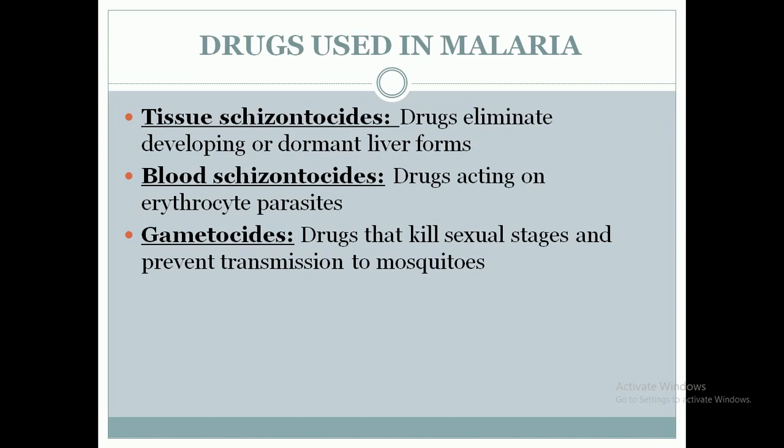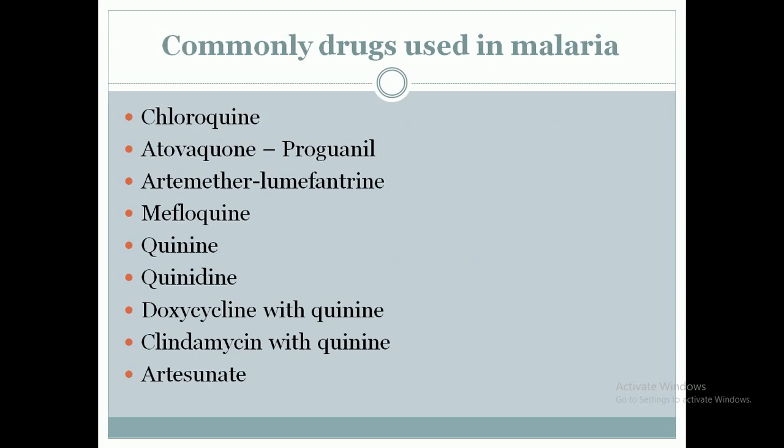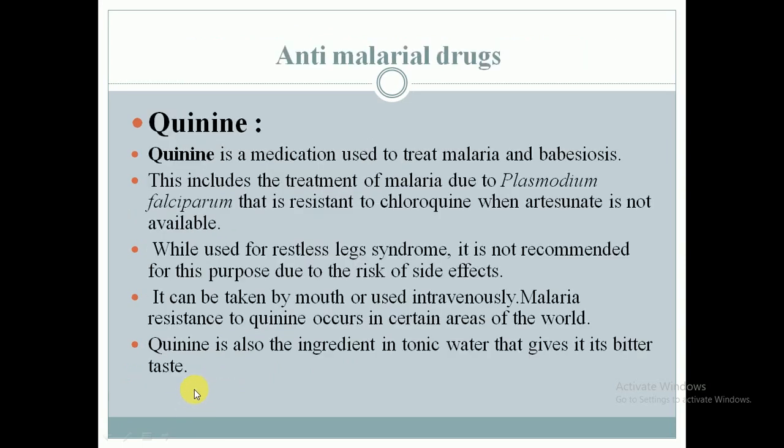One is blood schizontocides, the drugs which act on the erythrocytic parasites. Another one is gametocides. Gametocides are those drugs that kill the sexual stages and prevent the transmission to the mosquito. Commonly used drugs in malaria, you can see here in the list, include chloroquine, atovaquone-proguanil, artemether-lumefantrine, mefloquine, quinine, quinidine, doxycycline with quinine, clindamycin with quinine and artesunate.